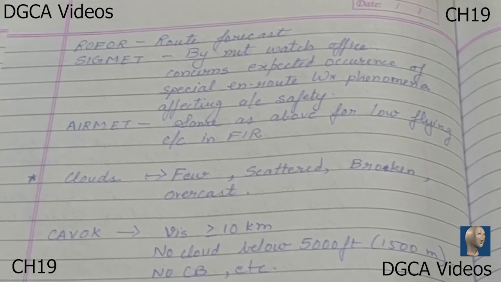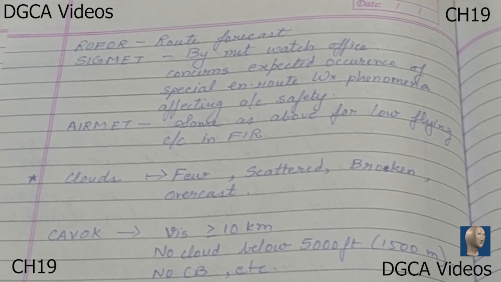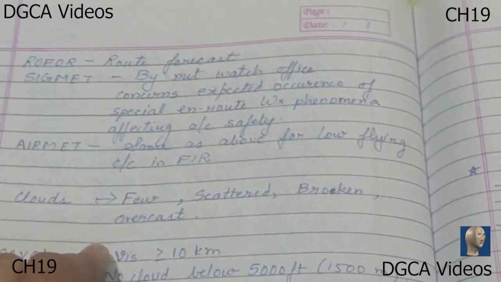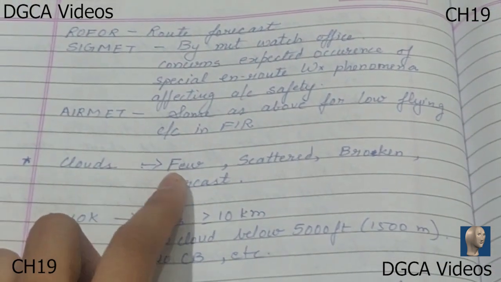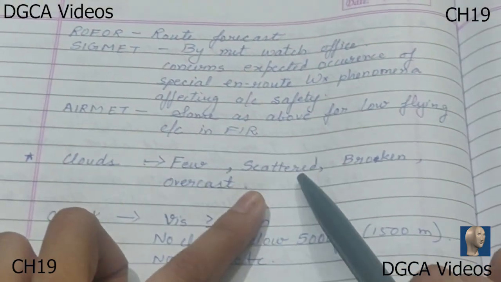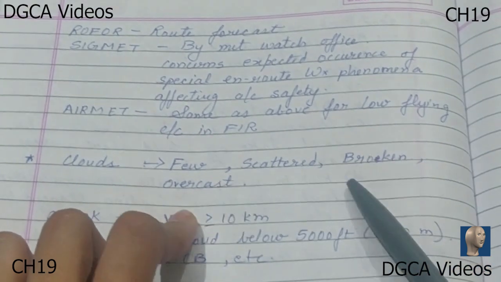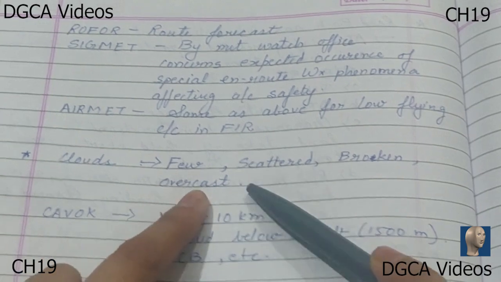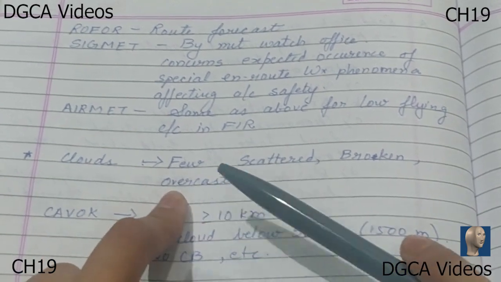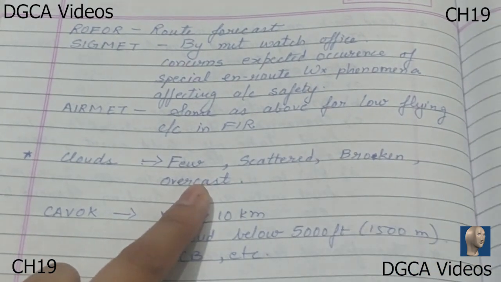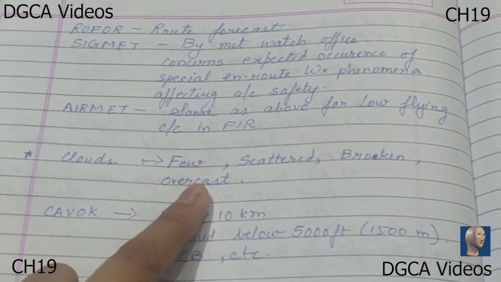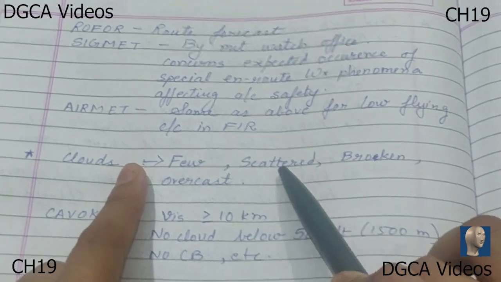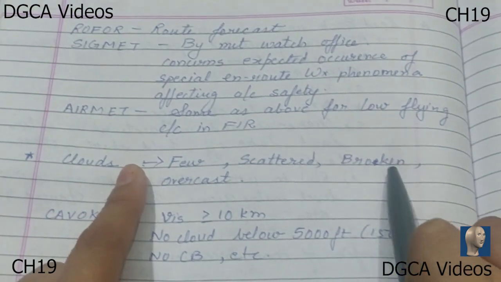And if there are 1 to 2 parts of the clouds, then they are known as few. Scattered is 3 to 4. 5 to 7 is broken, and overcast is 8 out of 8. That means if you have an overcast, the whole sky is covered with clouds. Few means they are very less in number, 1 to 2 parts only. 3 to 4 is scattered. 5 to 7 is broken.